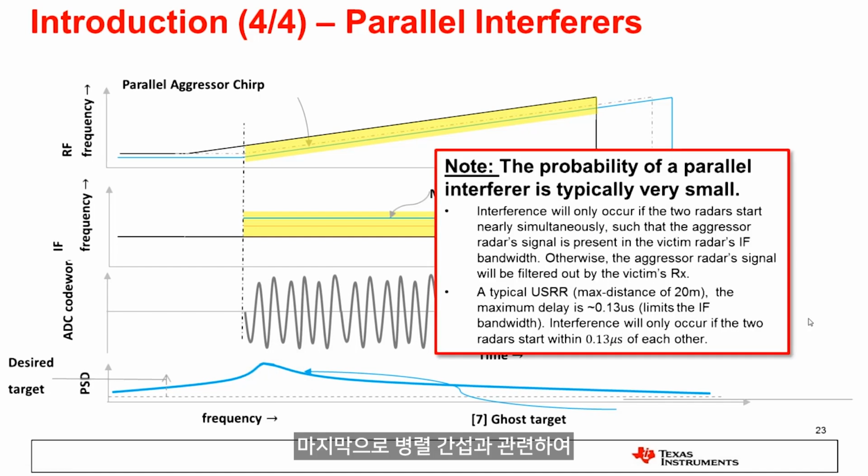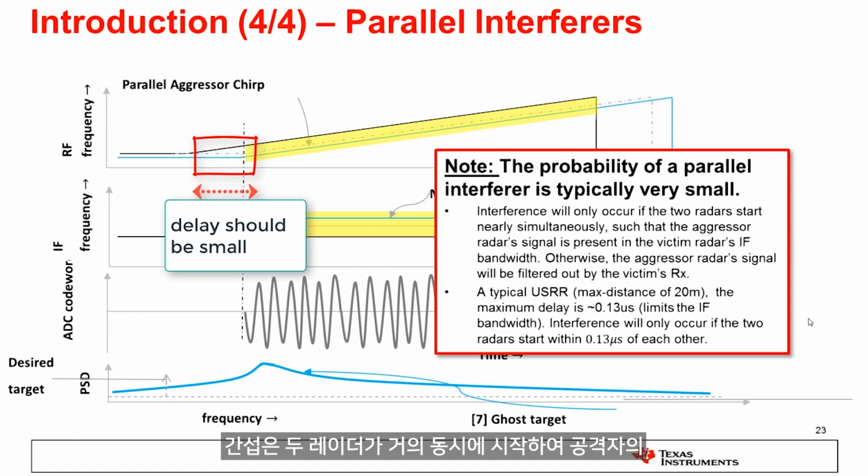Finally, with regard to parallel interferers, there is an important point to note. The probability of a parallel interferer is very small. Interference will only occur if the two radars start nearly simultaneously, such that the aggressor's radar signal is present in the victim radar's IF bandwidth. Otherwise, the aggressor radar signal will be filtered out by the victim's RX.